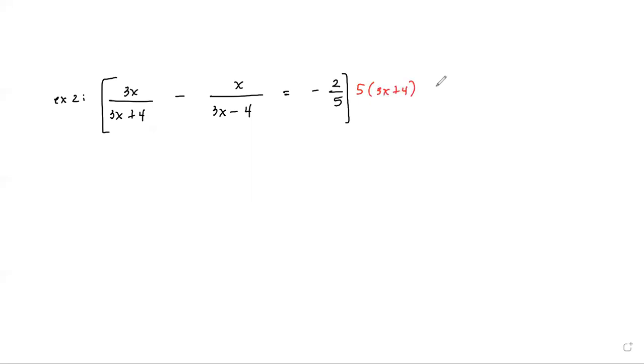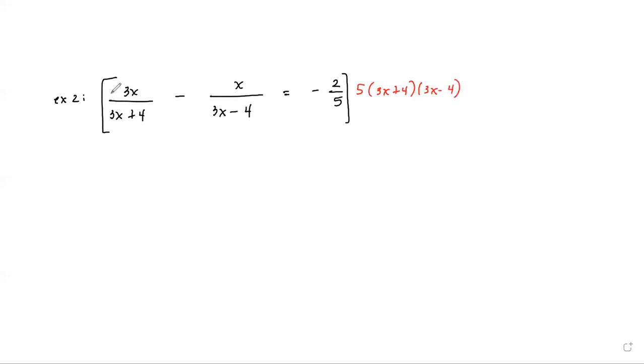And for our second and last example for this particular video, we have 3x over 3x plus 4 minus x over 3x minus 4 is equal to negative 2 over 5. Just like what we did earlier, we get the LCD and multiply both sides by the LCD. So the LCD here is 5 times 3x plus 4 times 3x minus 4.